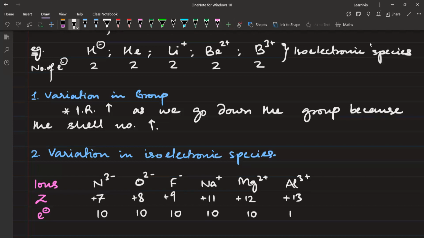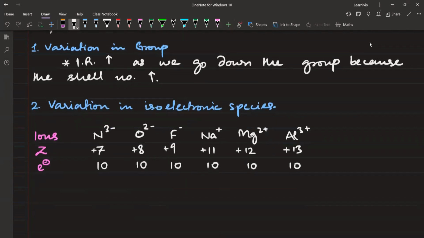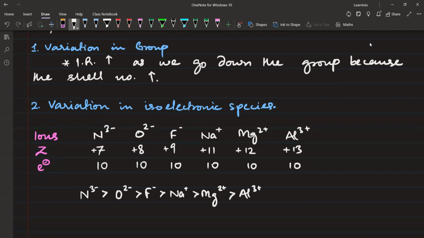I hope you can see that. Now, if you look at nitride ion, अगर आप देखेंगे तो यहाँ पे आपको क्या दिखता है that you have only 7 protons and it has to hold 10 electrons. It will be very difficult. That is why the electrons will be going far away. Nitride ion will have the largest size, followed by oxide ion, followed by fluoride ion, followed by sodium positive, followed by Mg2 positive, followed by aluminium 3 positive. I hope you can see the charges की वजह से यहाँ पे change आ रहा है.